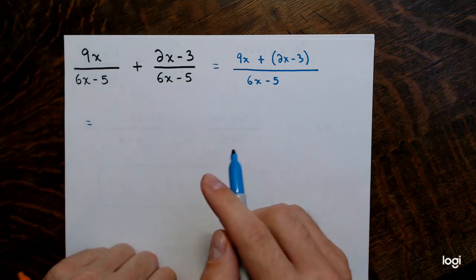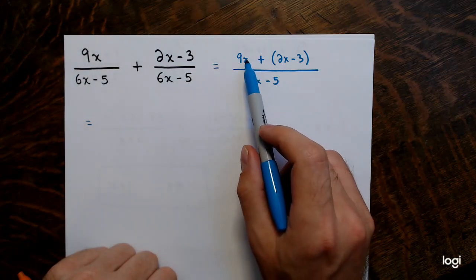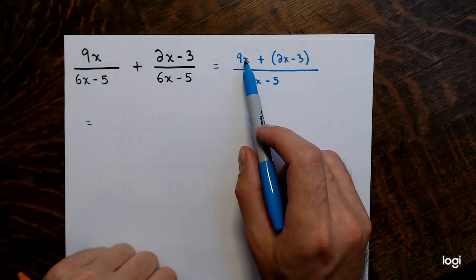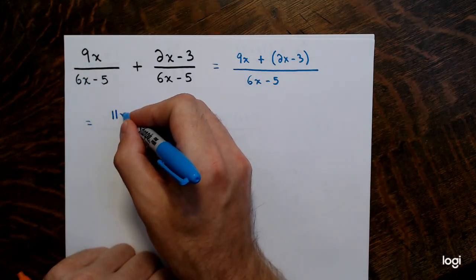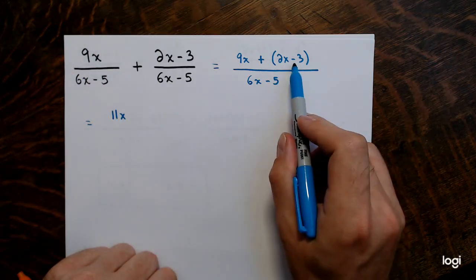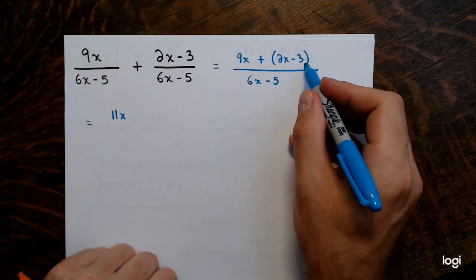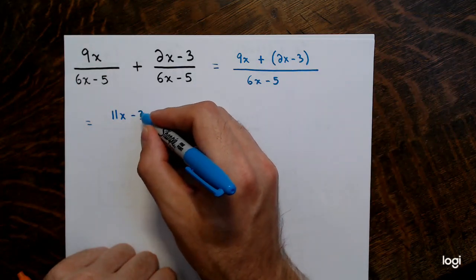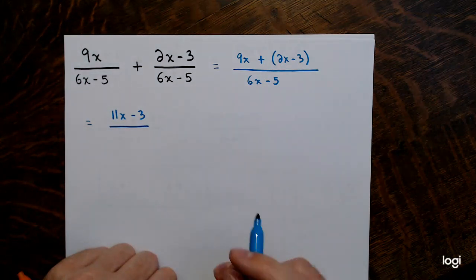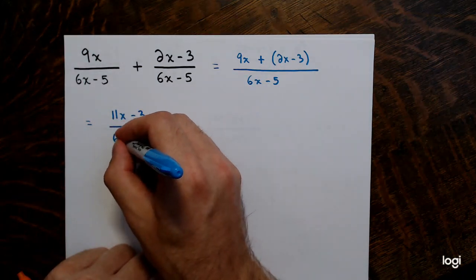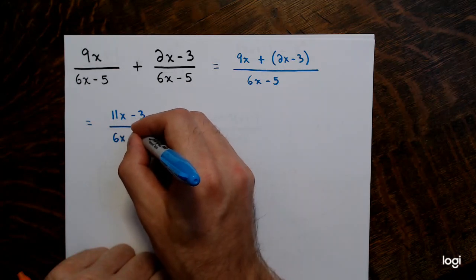And then we keep going, simplifying, combining some like terms. So look at the numerator. I have 9x plus, and then there's a 2x in there, so that's 11x. And then the only other term up there is this, -3. So the numerator is 11x minus 3, and the denominator is 6x minus 5.